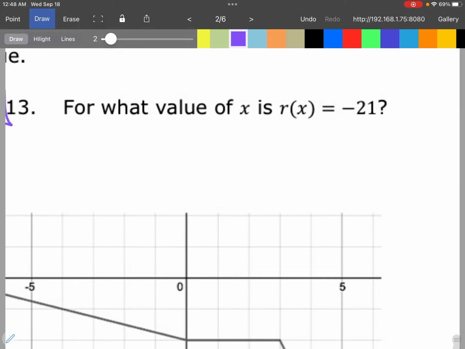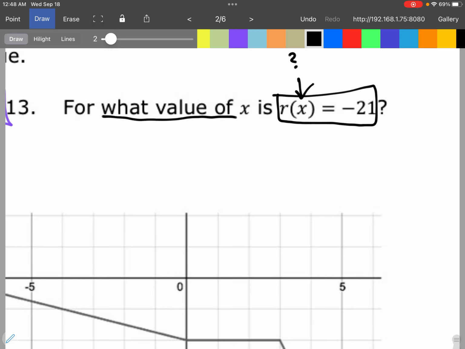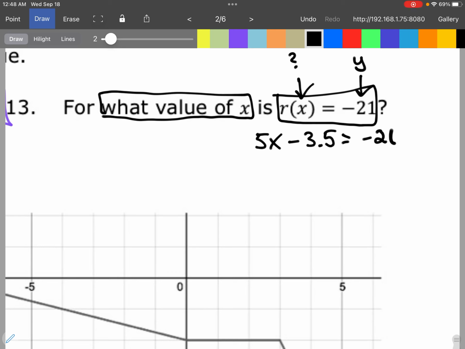And then we go here to number 13. As you can see in number 13, they do not substitute anything for X. We don't know X. That's why it says for what value of X we will be solving for X. So if they don't give us X, this must be our Y. All right, real simple concept. This must be our Y. And here's how you would work the situation. You would take your original function, 5x minus 3.5, and then we set it equal to negative 21.